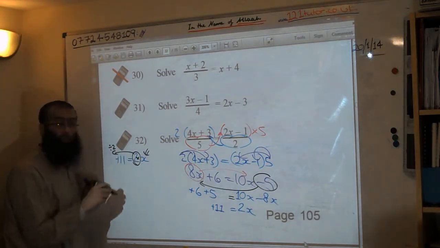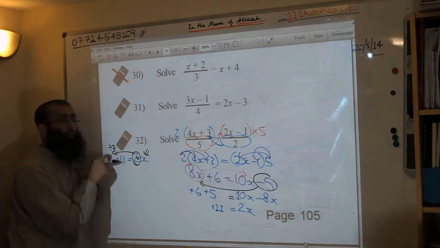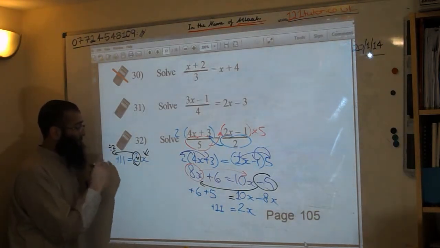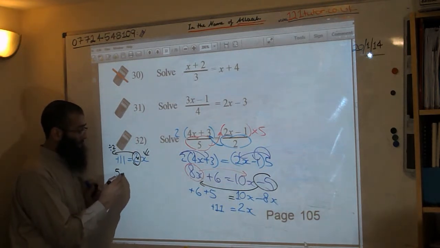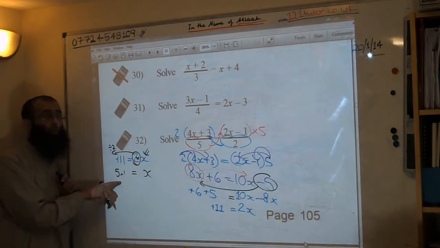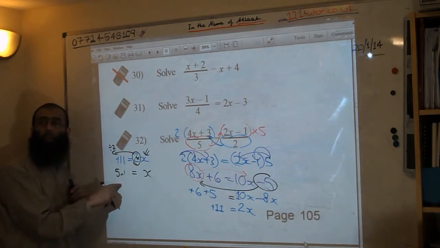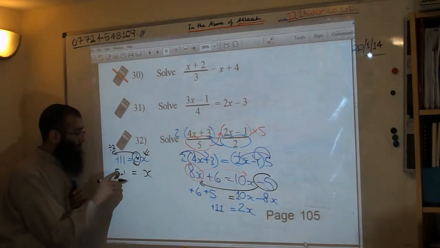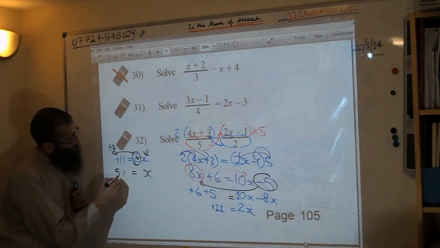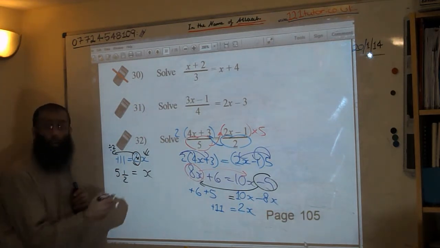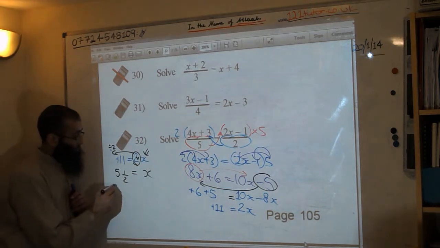Now folks, don't worry when you're doing this. 11 divided by 2, I know it doesn't go exactly, but it gives a remainder. 11 divided by 2 is 5 remainder 1. That as an answer in mathematics is unacceptable. You cannot give that answer to the examiner. Dividing 11 by 2 gives 5.5, and that will be the answer.